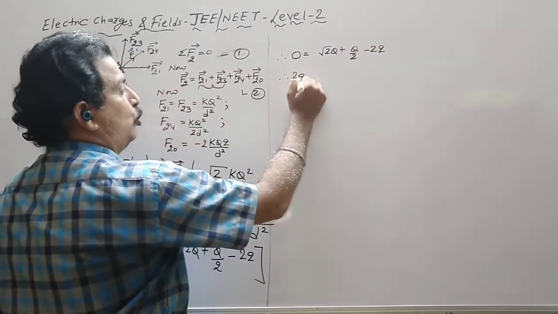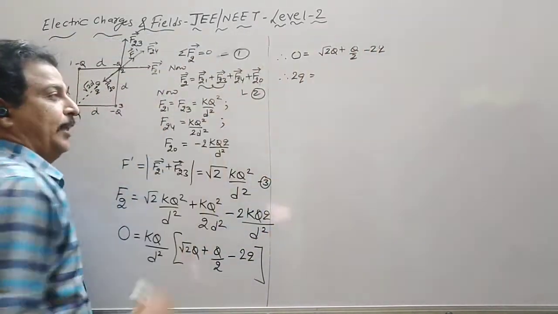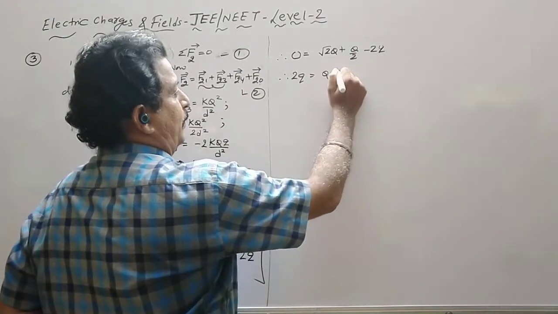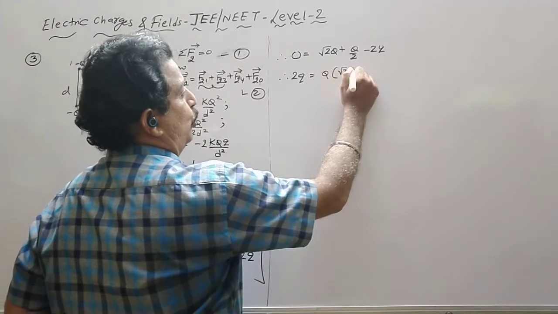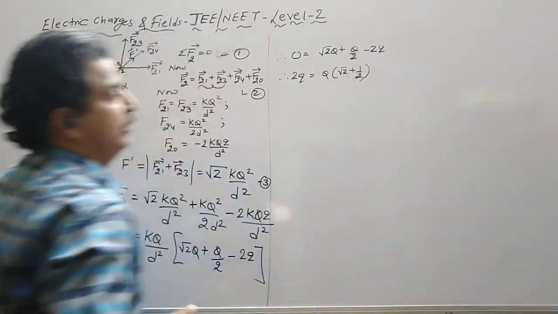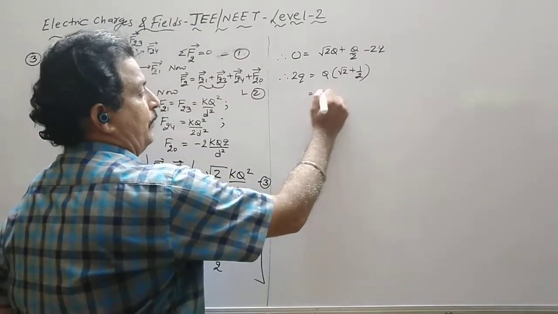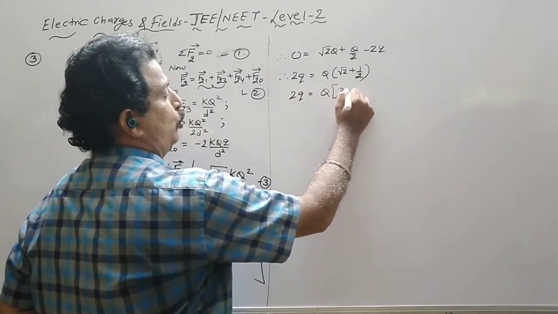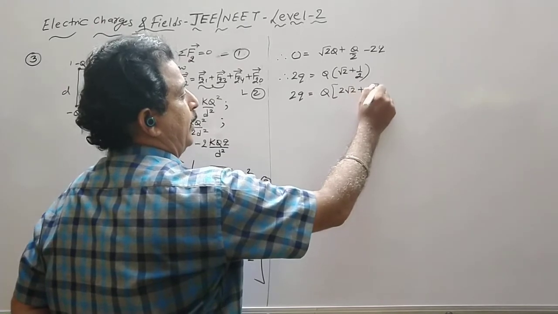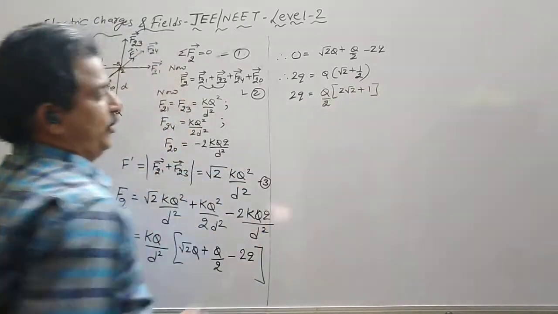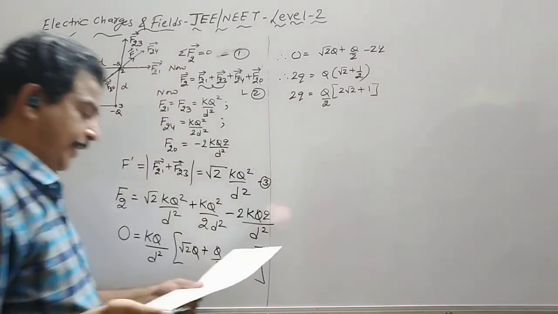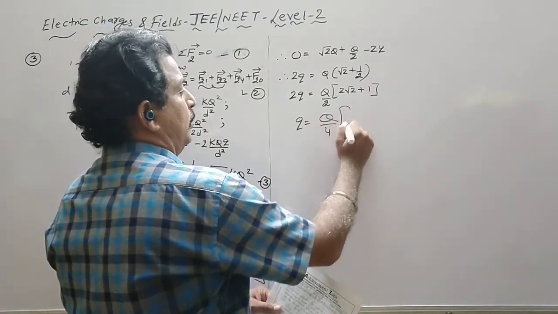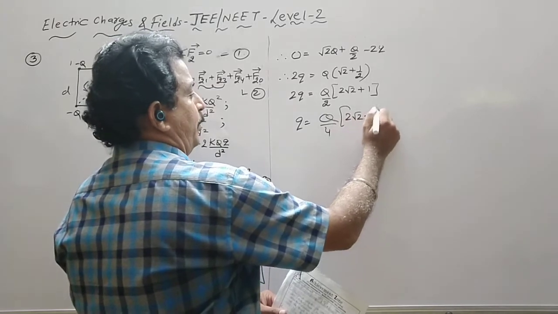Therefore, 2q is equal to, we bring this to this side and I take q as common, so it becomes root 2 plus half. Now 2q is equal to q times 2 root 2 plus 1, over 2. Simply taking the LCM, q is equal to capital Q by 4 times 2 root 2 plus 1.